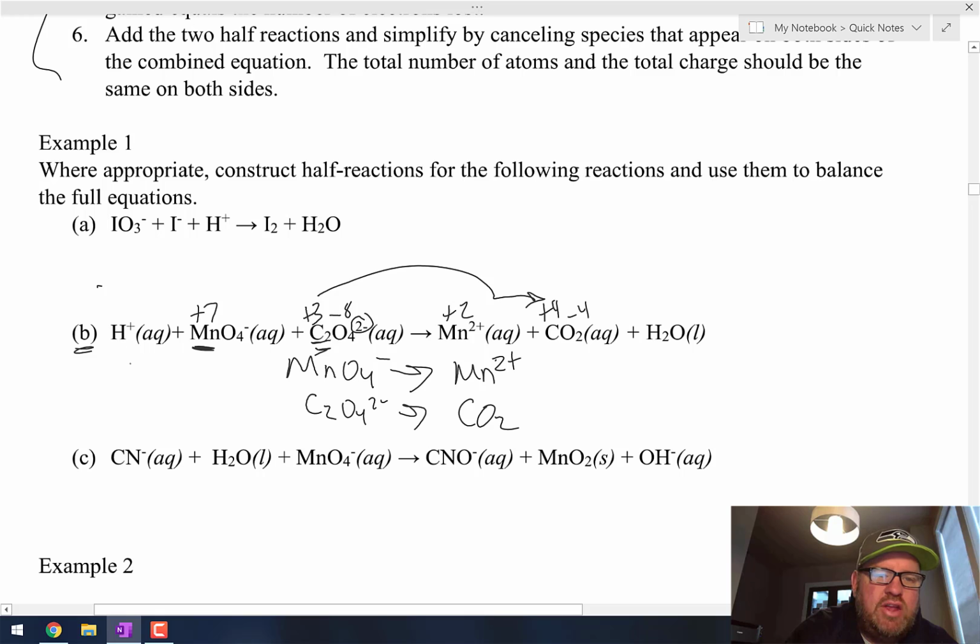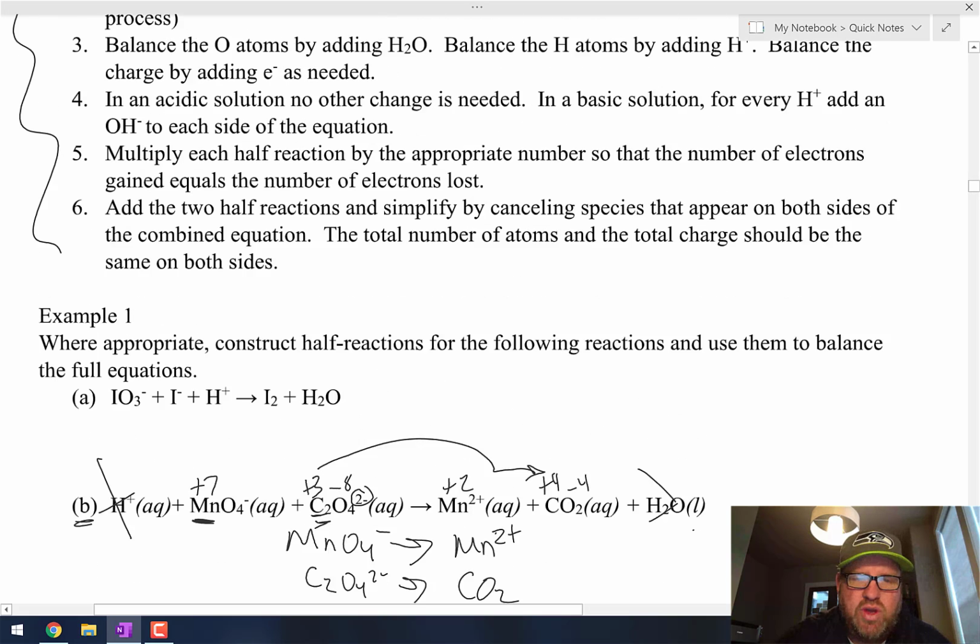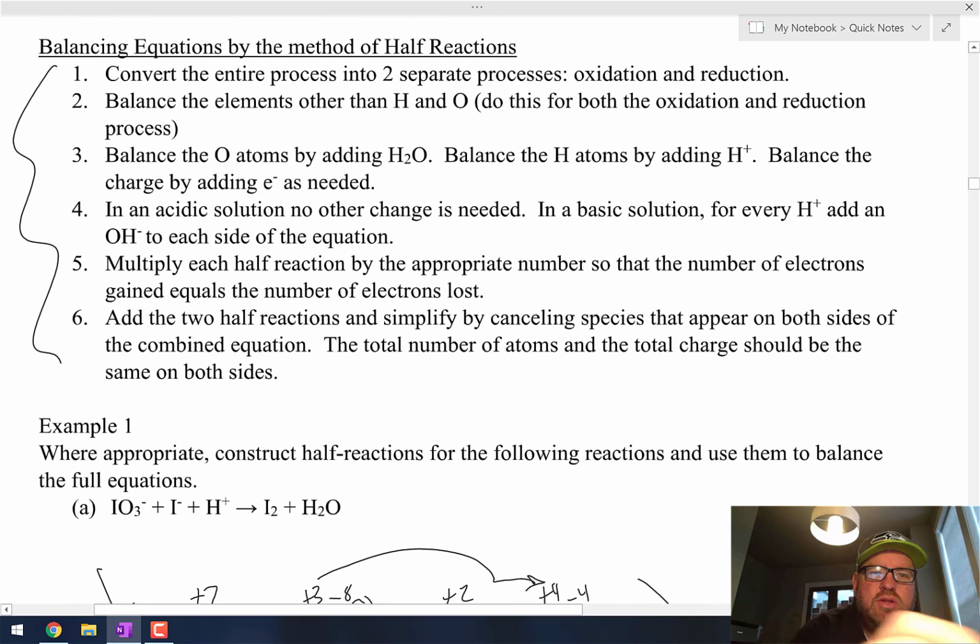Now, what do we do with the H+ and the H2Os? Nothing. Okay, we're just focusing on what's being oxidized and what's being reduced. And again, we don't even care which one's which at this point. So that's step number 1.